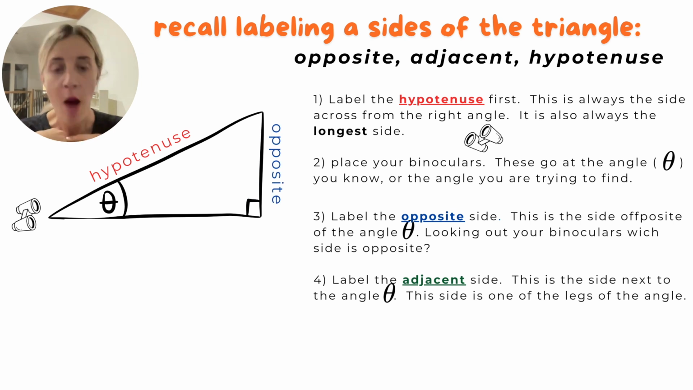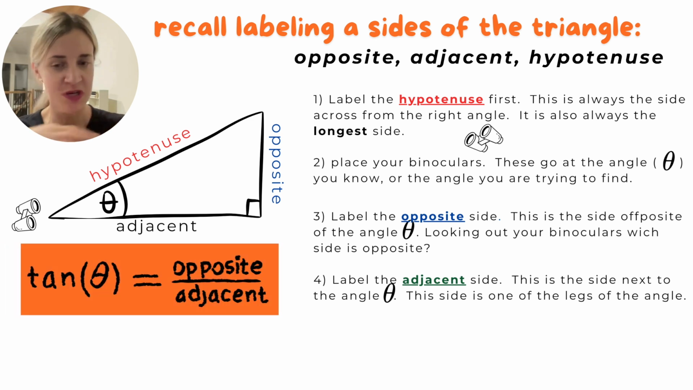Then we're going to label the opposite side. This is the side opposite of the angle theta. Look through those binoculars. And then your adjacent side is the side next to the angle theta. This is the one that's last there and has legs of the angle. So now that we have our sides labeled with our angle theta that we know, and again, remember they change depending on where that angle theta is, we can talk about our three trig ratios.